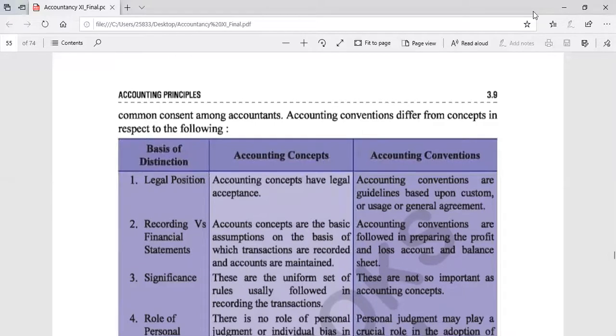So it is not only by the organization's accountant. That means they are not only the ones who are being referred to here.